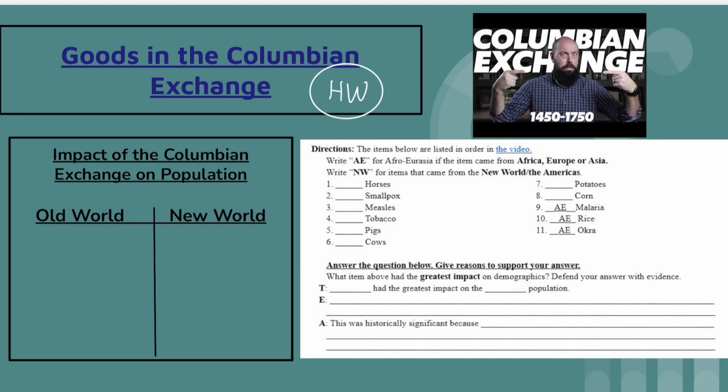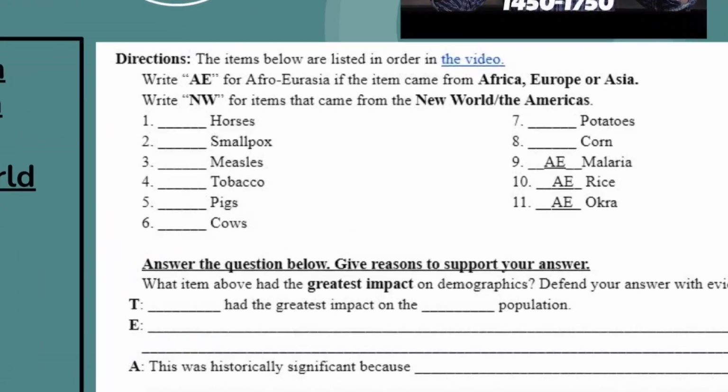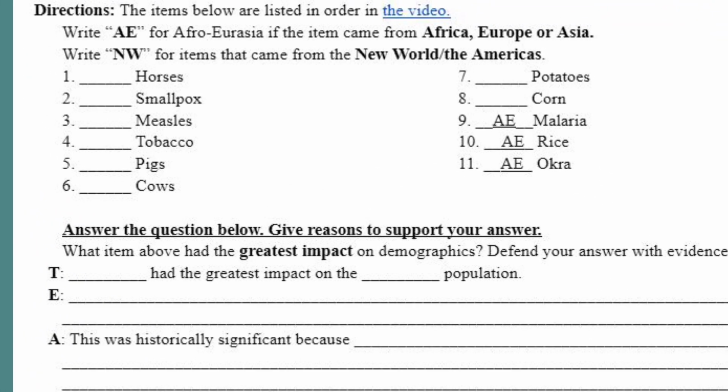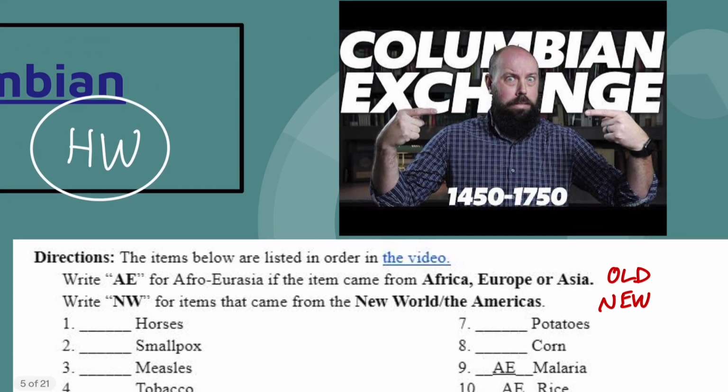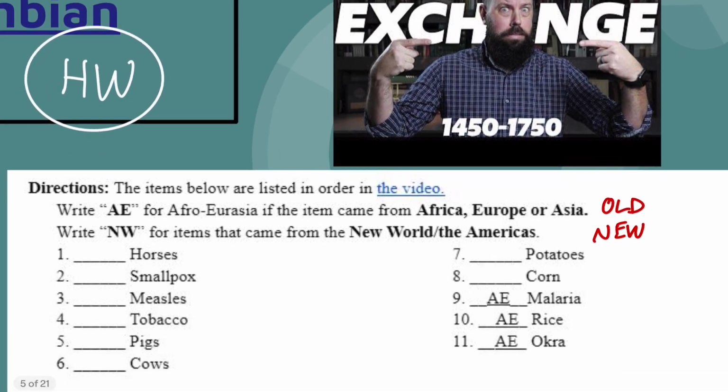And you're going to go through and answer these questions of, if it came from Afro-Eurasia or the old world, then you're going to put AE. If it came from the new world, then you're going to put NW. Okay, so go ahead and pause this video and go and watch the video that is linked in Schoology for you, and go ahead and answer these questions.